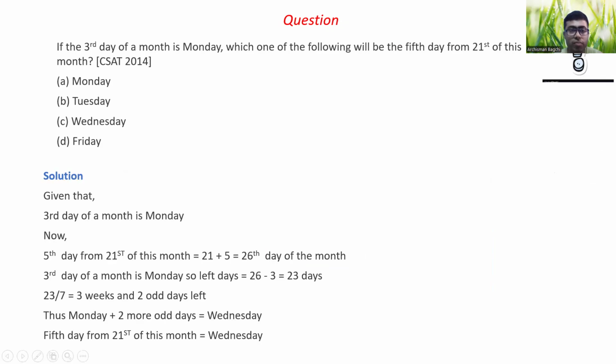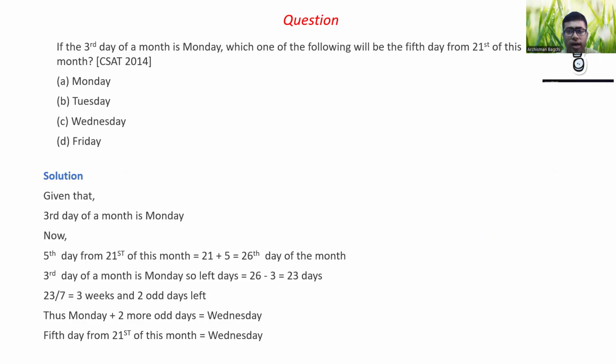If the third day of a month is Monday, which of the following will be the fifth day from the 21st of this month? So what is the month? You don't need that. Whether it is January or February is not needed. For every month, it will come out the same. Which month it is is not going to be determined in this sum.